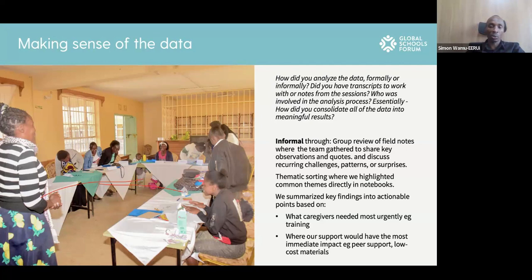These summaries were based on what caregivers needed most urgently. For example, we identified that they lacked knowledge in nurturing care. Most of them had not attended any form of training on nurturing care or ways to really care for the children. So we identified that training or capacity building in the nurturing care components was the most urgent for that moment. It was also based on where our support would have the most immediate impact. For example, we knew that employing peer support and helping them make low-cost materials would have the most immediate impact.